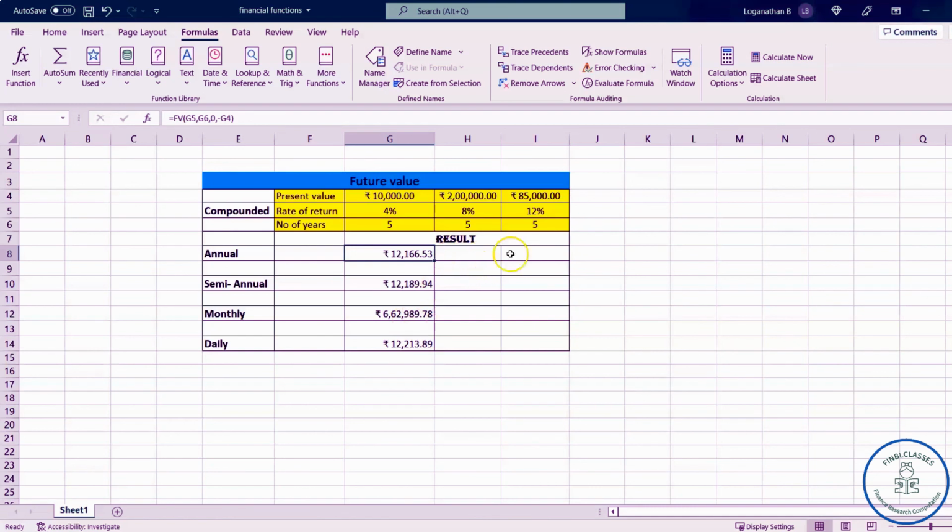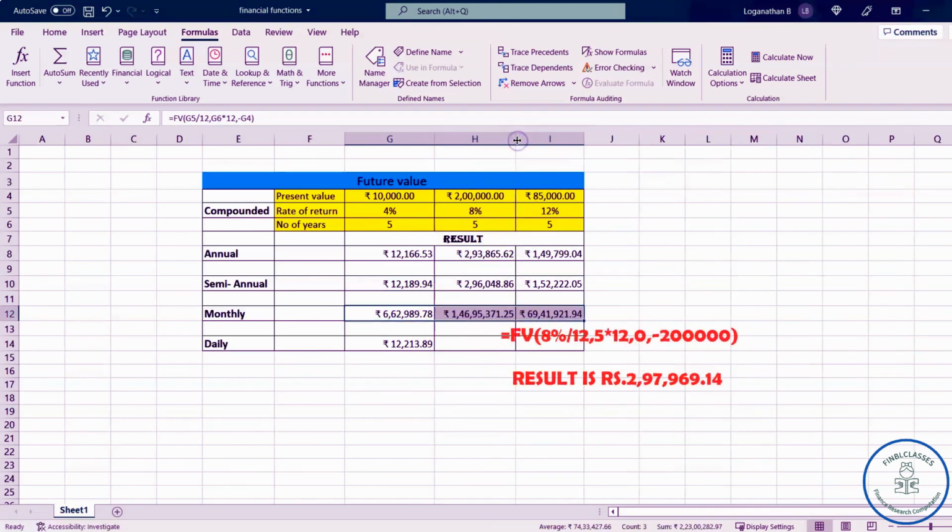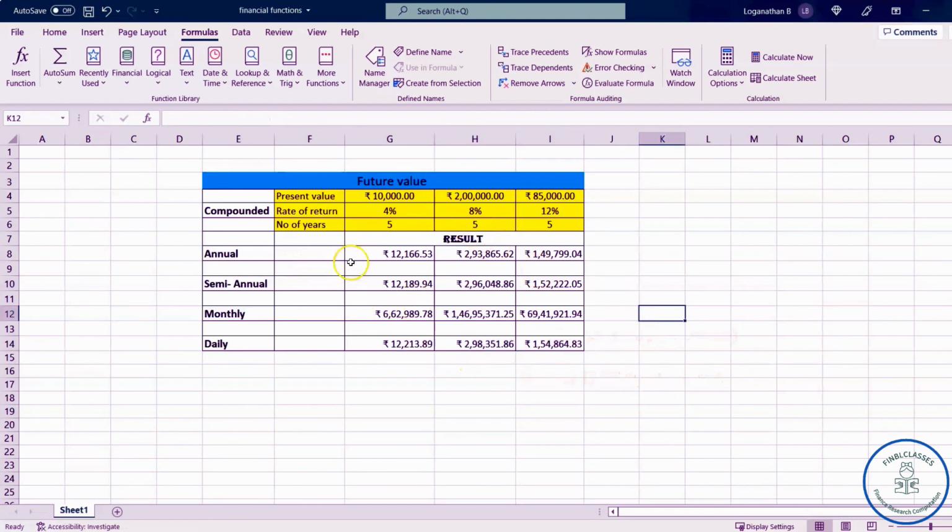In a similar way for these values, what you can do is drag here, and you automatically get the results over here. Similarly, you drag this one, you'll get the results for the 2,85,000. In a similar way, you drag it from left to right, you'll get the values, right? So this is the calculation of future value with the help of the financial function.